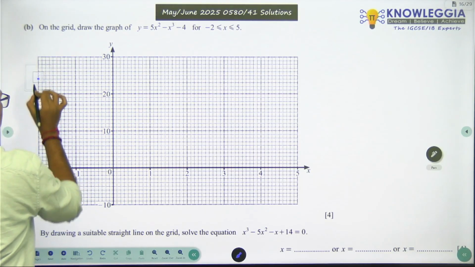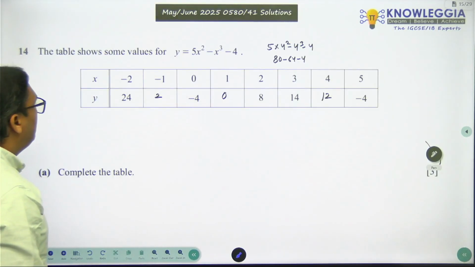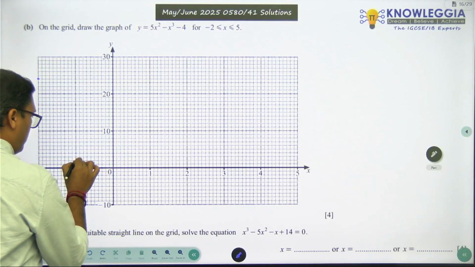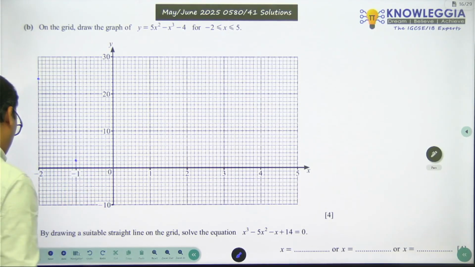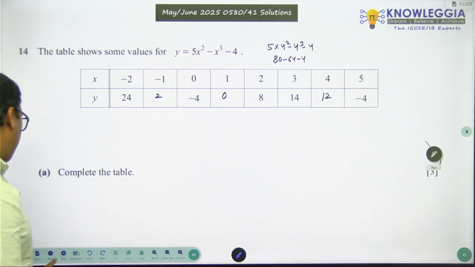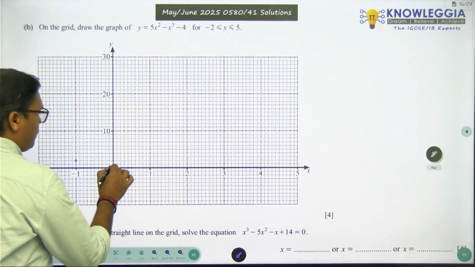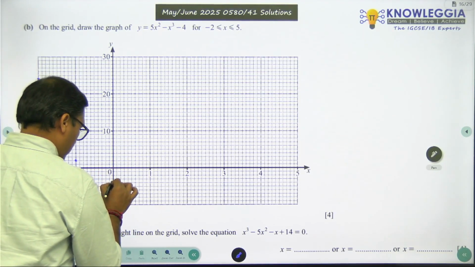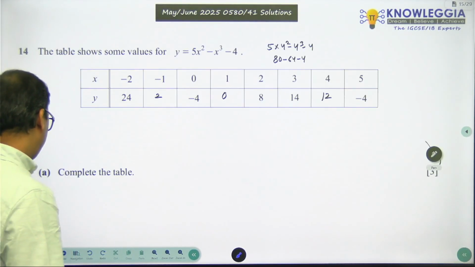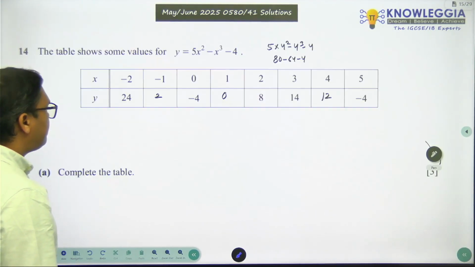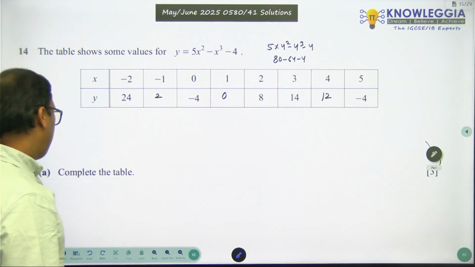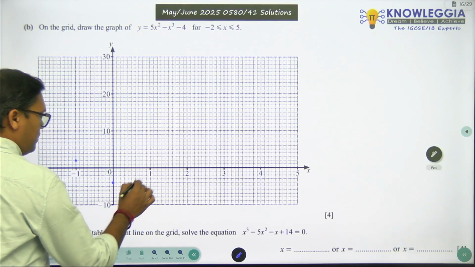Then at minus 1, this is 2. So this is minus 1, and this is 2. Then at 0, this is minus 4. Then at 1, this is 0.